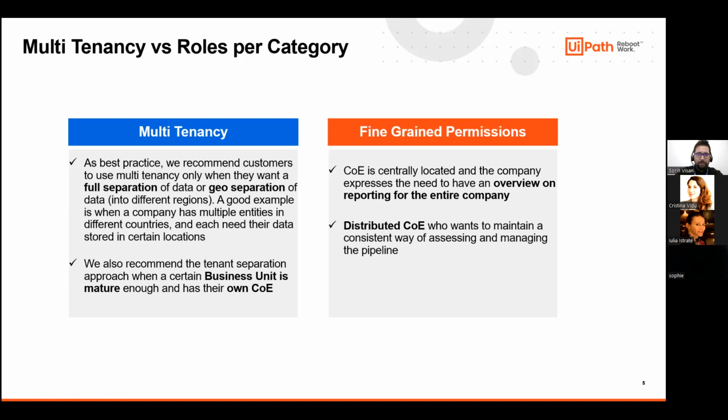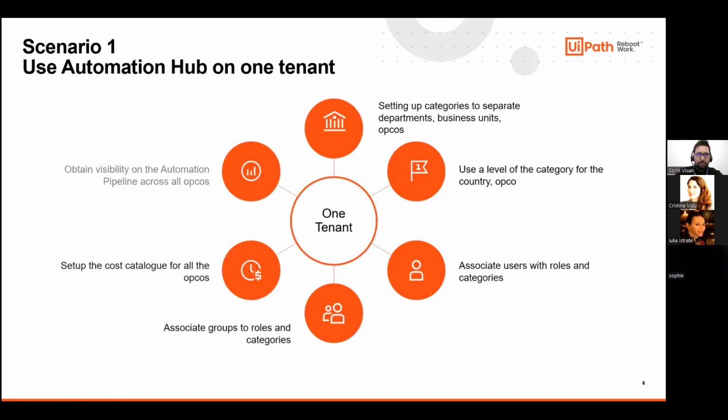Now, the differences between these two scenarios are pretty clear, right? In terms of what you have to do for using your Automation Hub on one tenant, of course, you need to start by setting up the categories. And one trick that we saw here with a lot of customers is you want to set up categories on separate departments, business units, but you may want to use another level that will define the OPCO or the country.